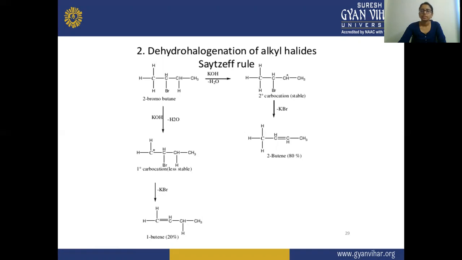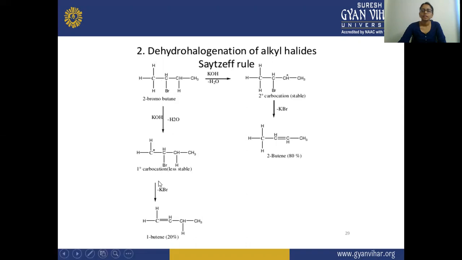After that, this K positive will react with this Br. This Br will get the negative charge, as it takes the electrons from this carbon, and this K will react with this Br. This KBr will be removed from here, and there is a formation of this alkene.